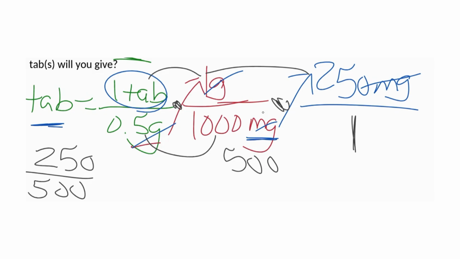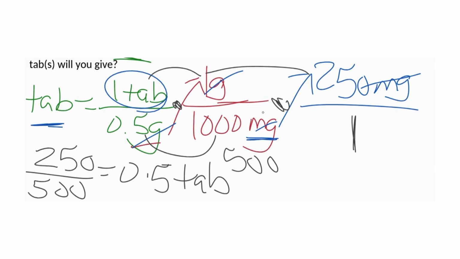So now we're getting somewhere. 250 divided by 500 is 0.5, and we can put our unit of measurement 0.5 tab. So how many tab or tabs will we give? We will give 0.5 tab, half a tablet. That is your dimensional analysis.